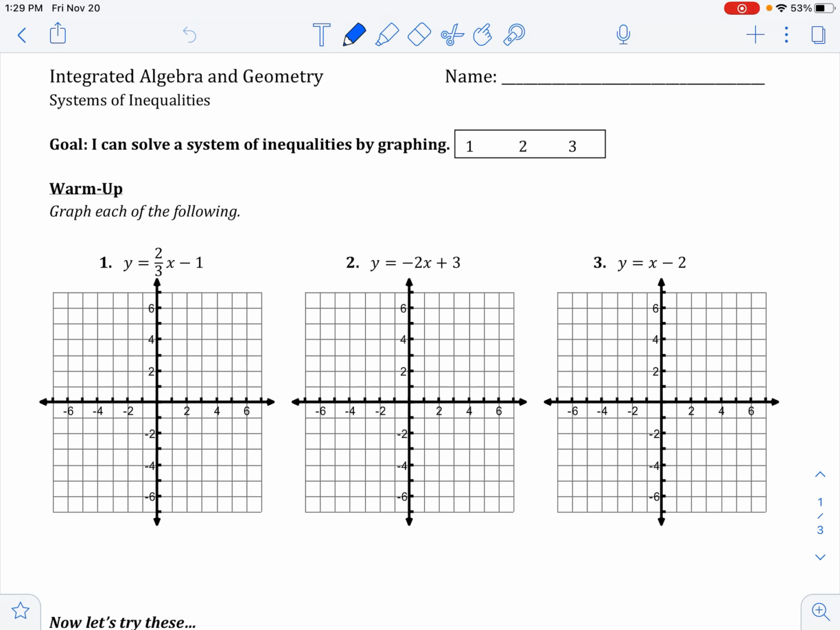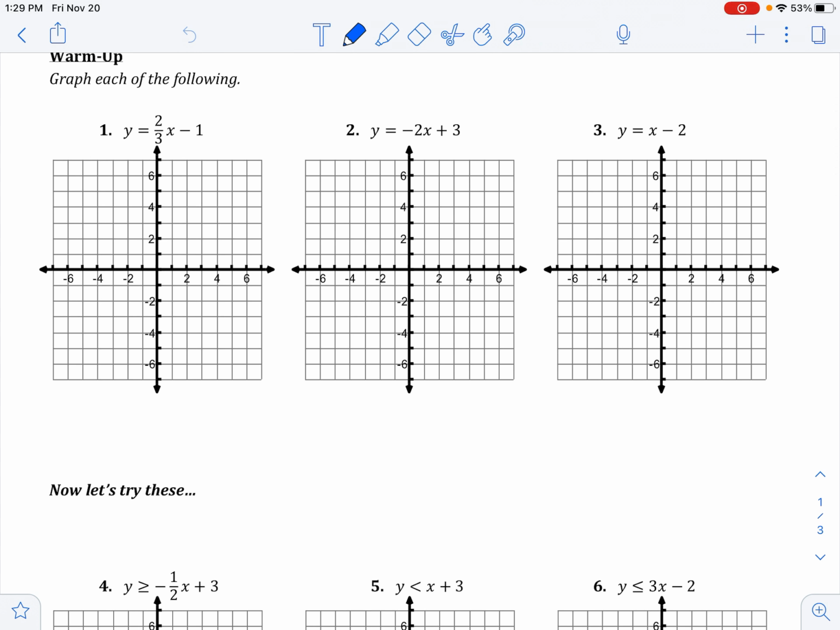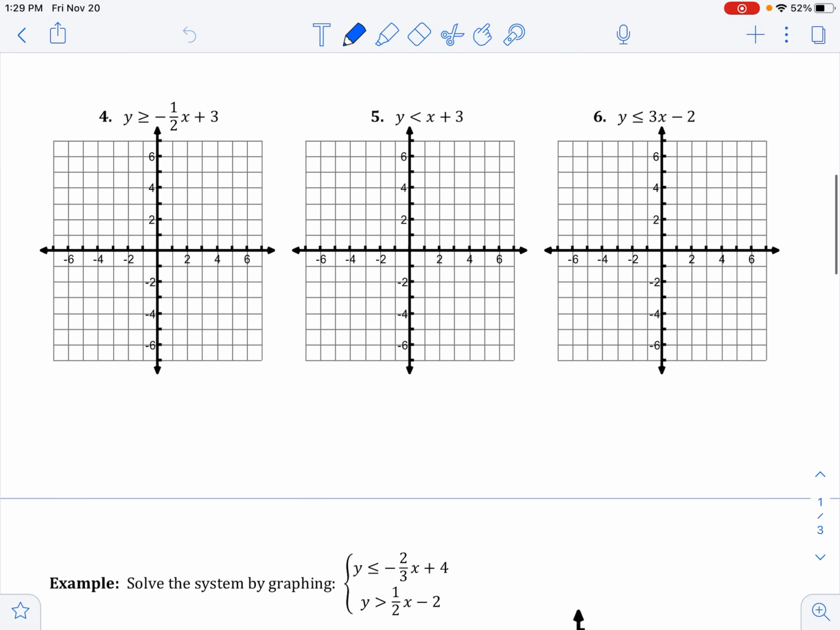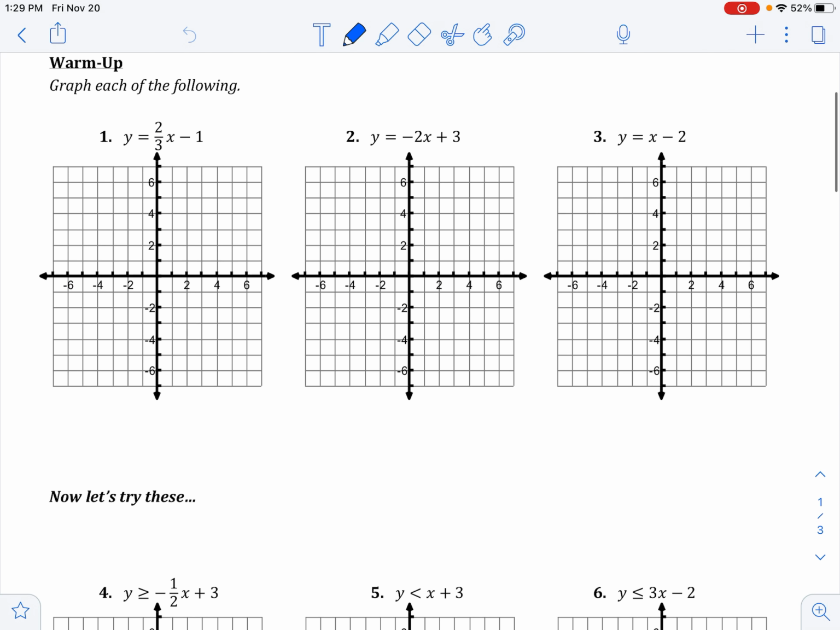All right, so now we're going to talk about systems of inequalities. We've already graphed inequalities before. Now we're just going to graph a system of inequalities. Our goal for today: I can solve a system of inequalities by graphing. So why don't you start by pausing the video and doing a warm-up of graphing each of these lines, and then graphing each of these inequalities just to make sure that you're okay with them. It's a great warm-up to have.